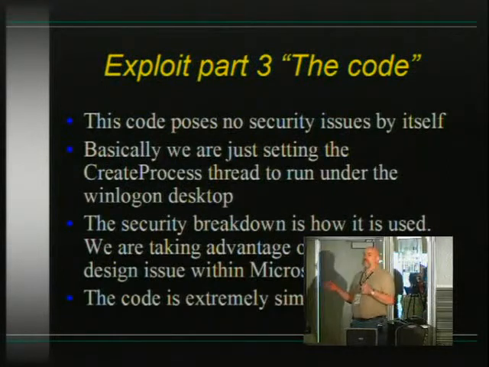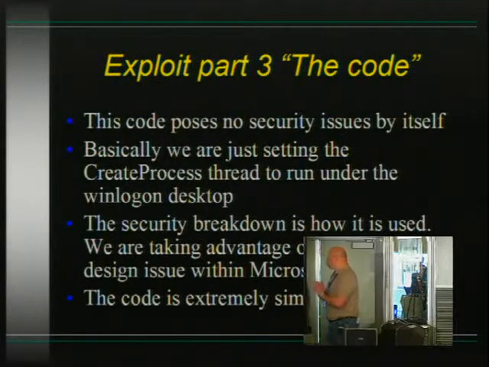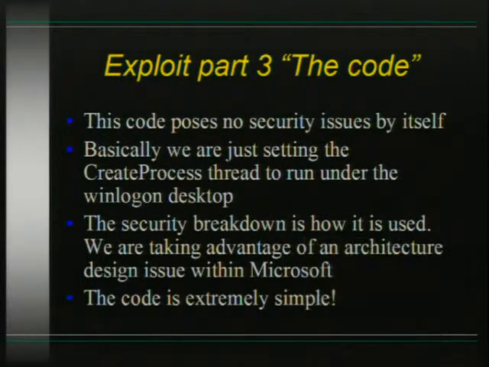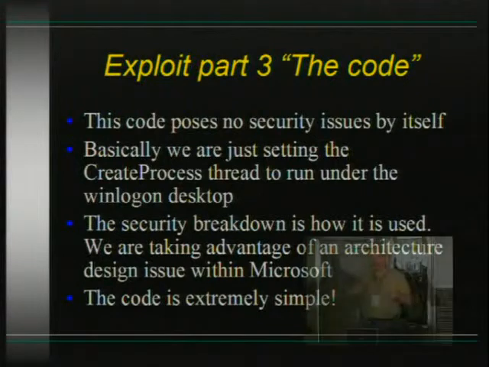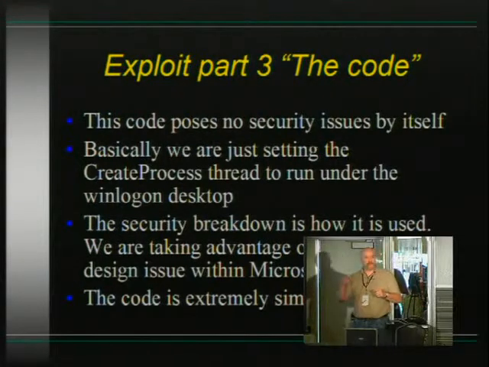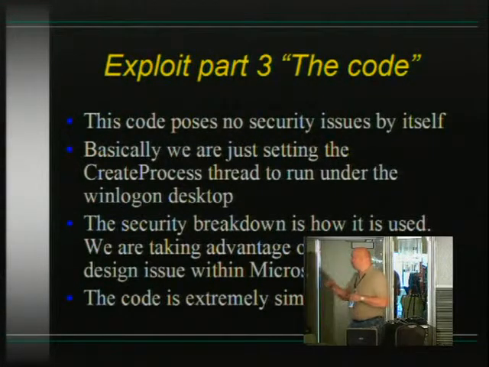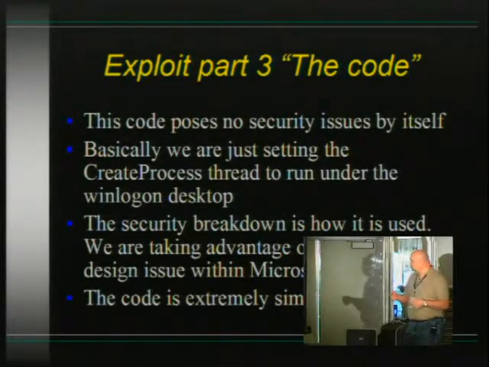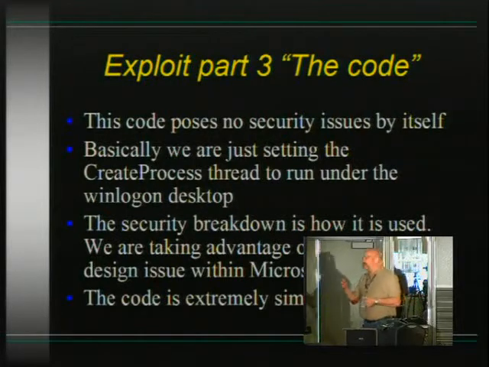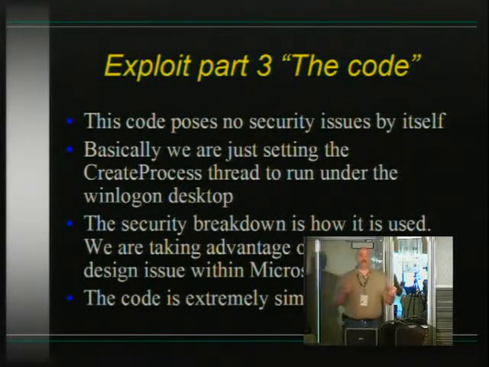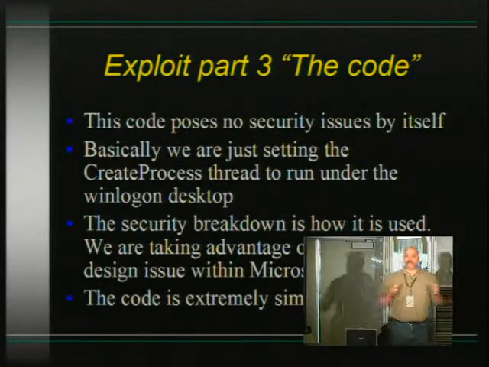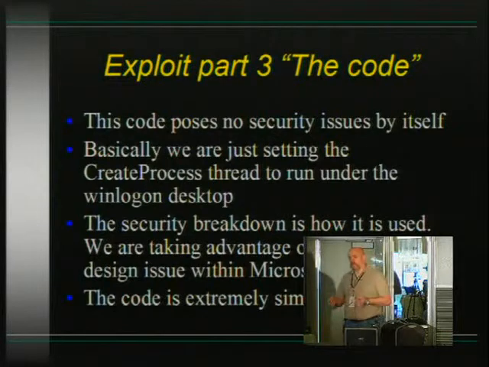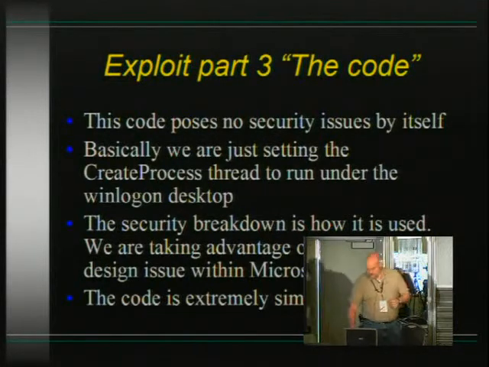So that came to the third part. Okay, now we need to build the code for that. The code in itself poses no issues. Basically, we're just setting a create process thread to run under the WinLogon desktop using WinSta0, the interactive desktop. The security breakdown is how we're using it, the methodology. We are taking advantage of an architectural design issue within Microsoft, and that design issue is the fact that Microsoft gave the users the ability to start and stop applications at system level without ever logging on. And the code is extremely simple.